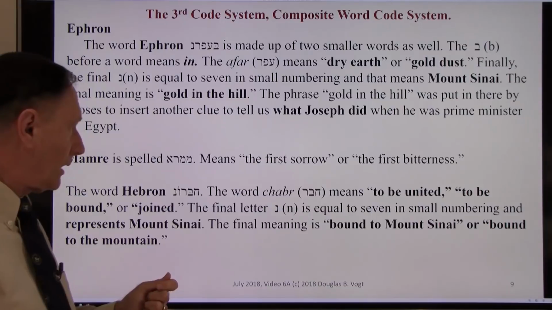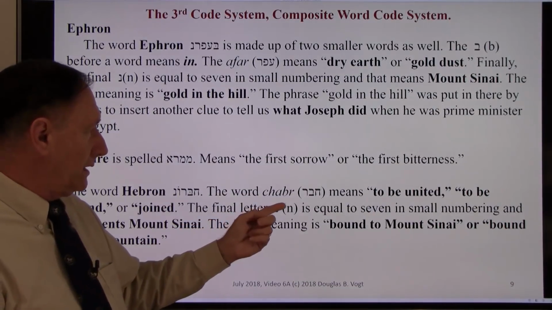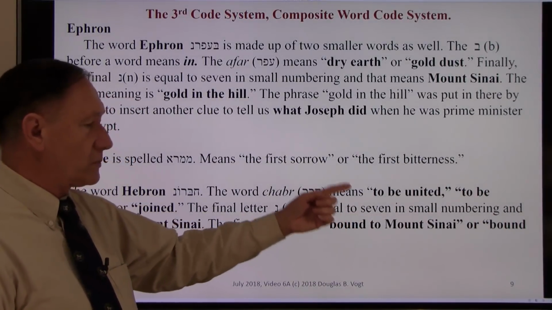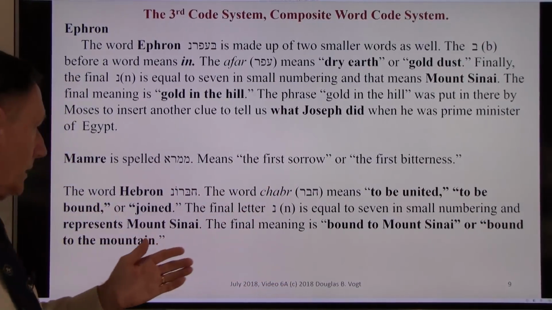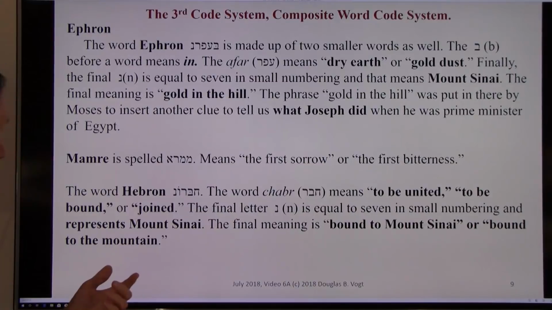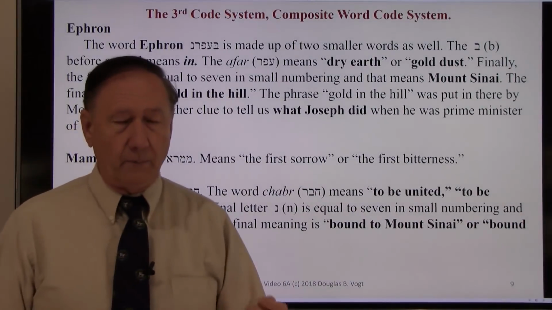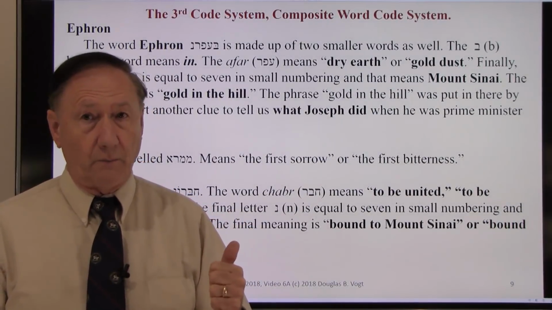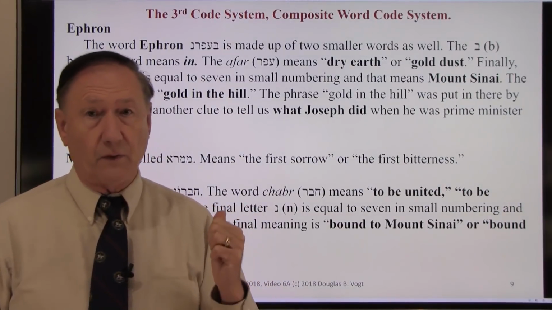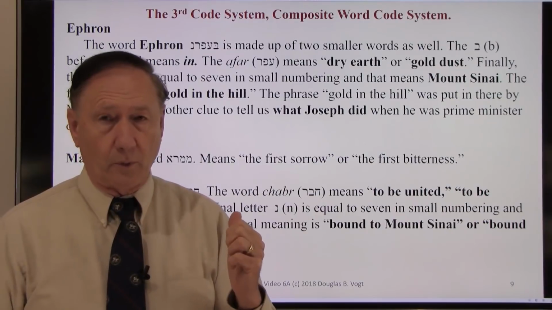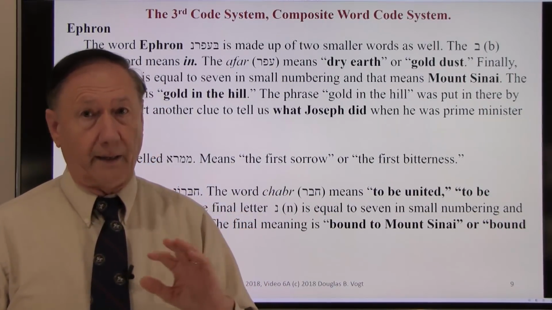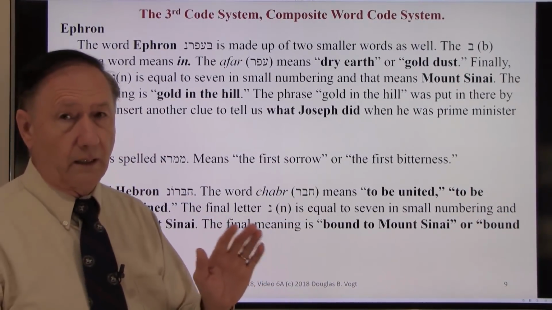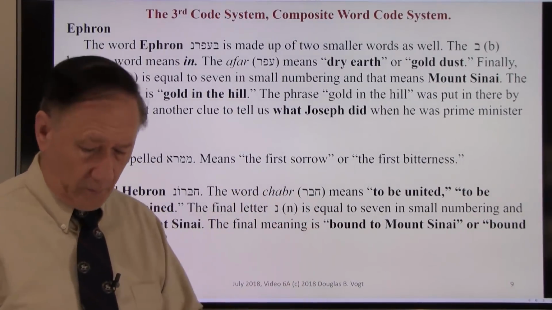Hebron, the word Gerar means to be united, to be bound or joined. The final nun is equal to 7 again in small numbering, and that is Mount Sinai. So it's bound to the Mount Sinai, or bound to the mountain. And rightfully so, when Abraham bought this place, and what was in it was so priceless, so unusual, he bound his family forever to the contents in it until it was finally covered over by Baruch. Baruch was the one who put the ark away and went to the grave with it where it was. He made sure no one knew where it was. He left clues in it, but I'll go into that in later books.